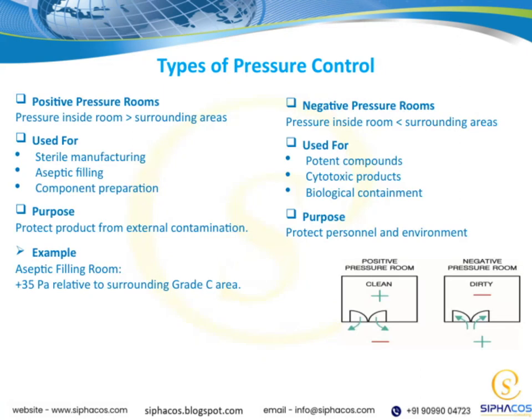Let's talk about negative pressure rooms, spaces where the air pressure inside is lower than outside. These rooms are designed to keep potent compounds, cytotoxic products, and biological hazards contained. The goal is to protect both the people working inside and the environment beyond. On the flip side, positive pressure rooms have higher pressure inside to keep contaminants out. Think of sterile manufacturing or aseptic filling. Like an aseptic filling room that might be 35 pascals above the surrounding area, ensuring the product stays pure.